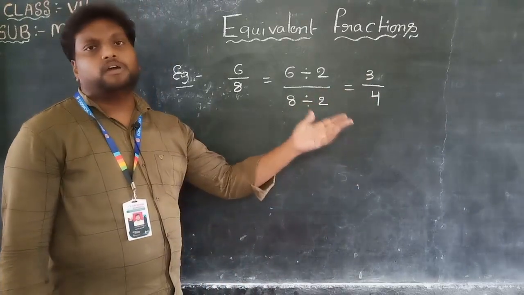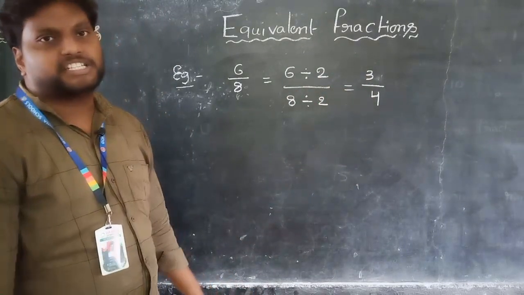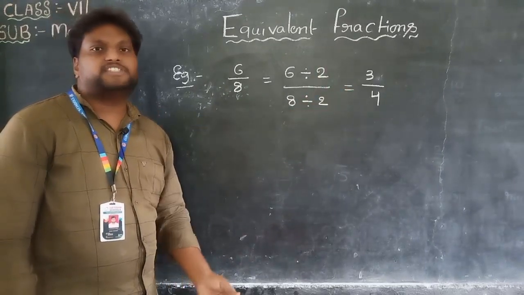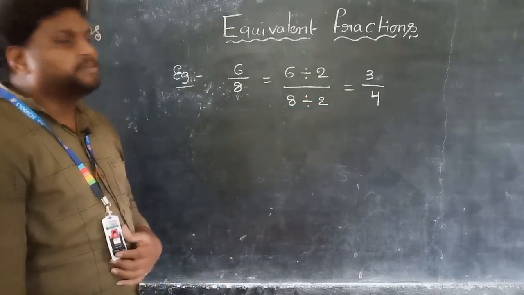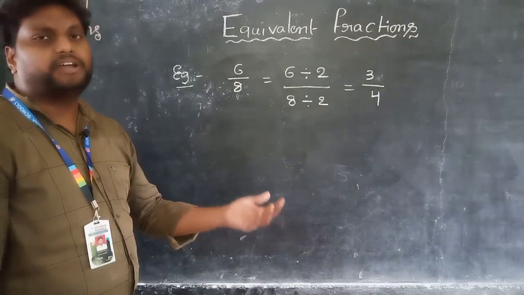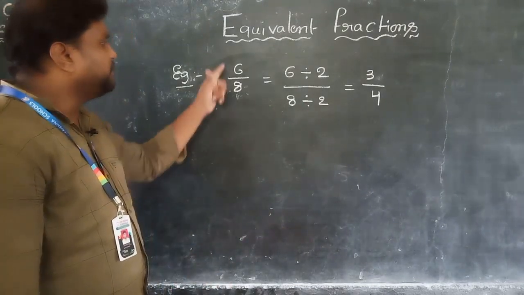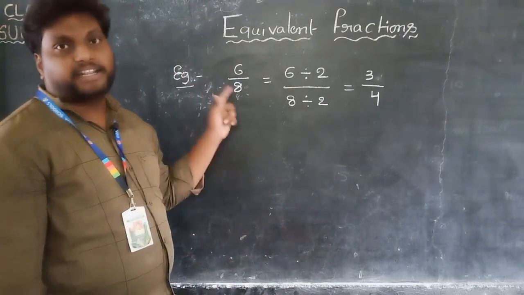Cancellation is not possible. 3 by 4 is 3 by 4, last that only. Again, if we do division, it will not be possible. We will get some remainder, we will not get 0 remainder. That's why 6 by 8 is not a standard form.